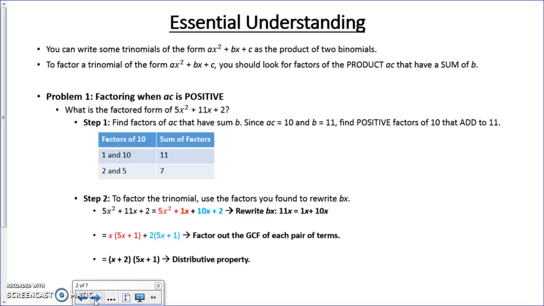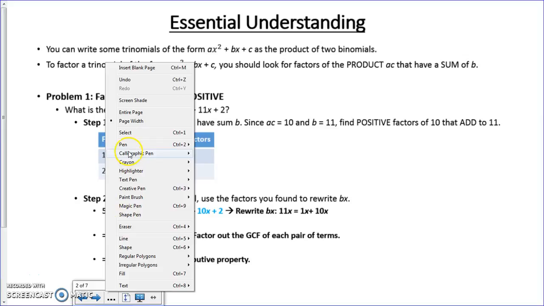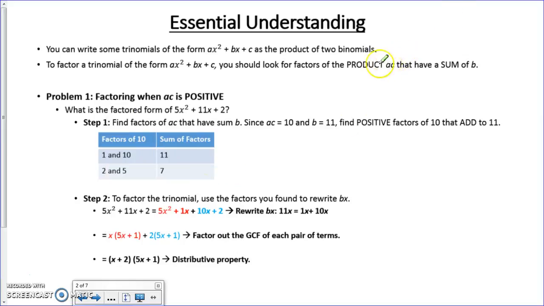To factor a trinomial of the form ax squared plus bx plus c, you should look for factors of the product ac that have a sum of b. This is a little different than what we did in the last lesson because now we have a. So we're looking for factors of the product ac that add to b. So let's look at problem 1.